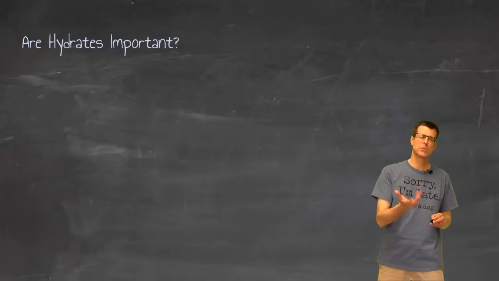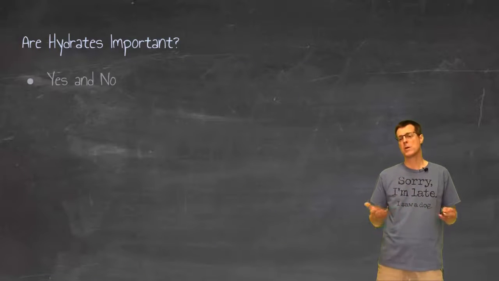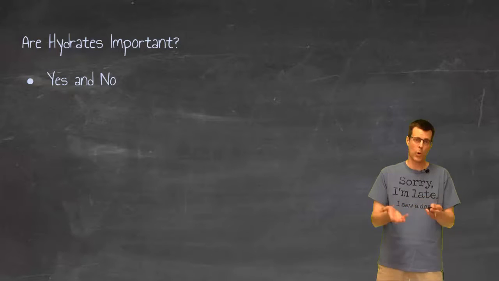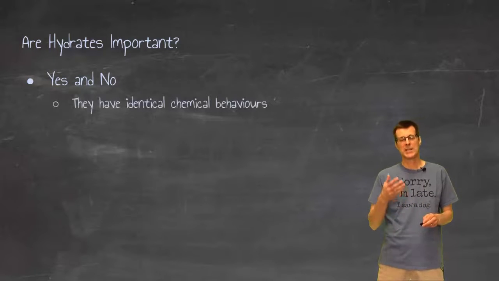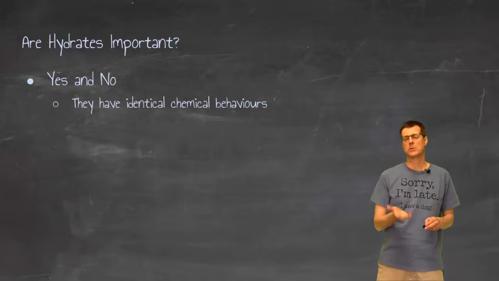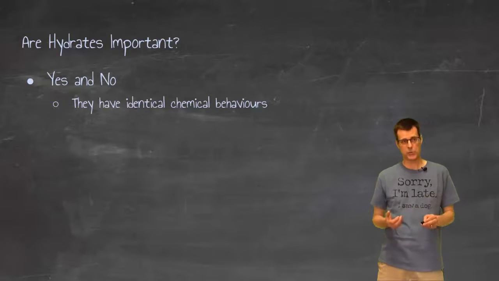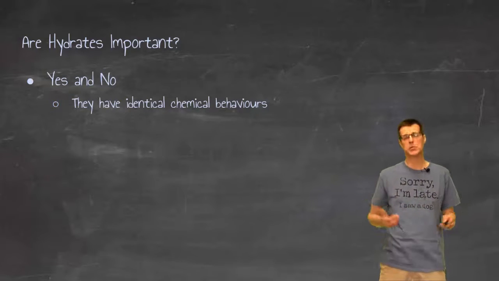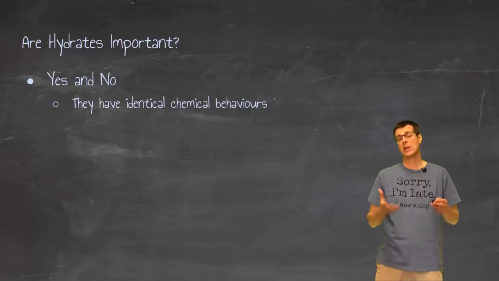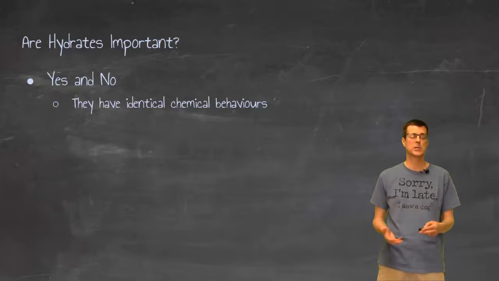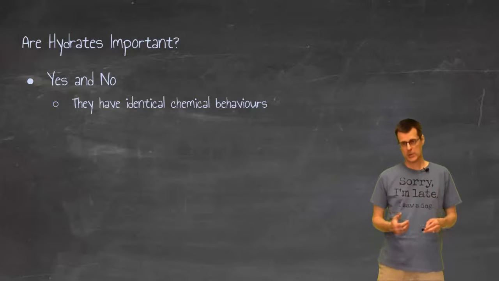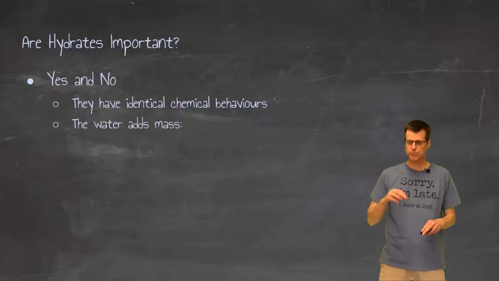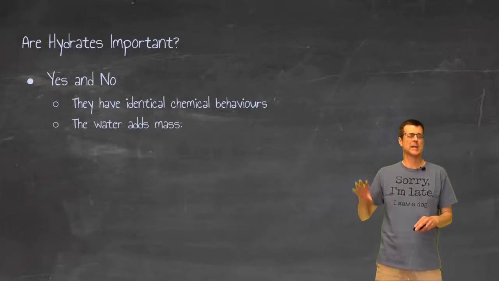So how come we've never heard about hydrates before? Well, the main reason why we haven't heard about them before is that they are chemically identical to the anhydrous version. So an anhydrous cobalt-2 chloride has exactly the same behaviors, exactly the same chemical properties as the hydrated cobalt-2 chloride. But the water does add mass.